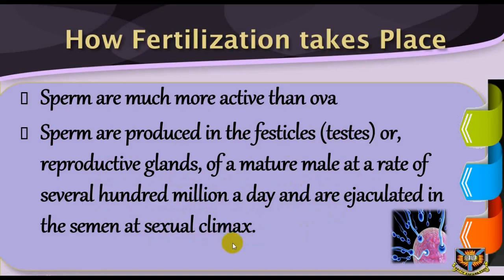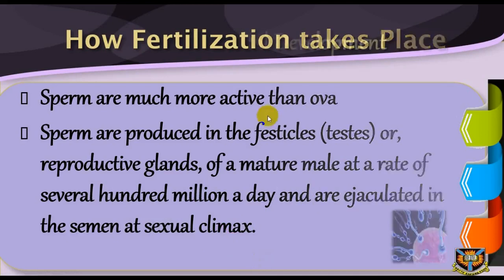They enter the vagina and try to swim through the cervix, that is the opening of the uterus, and into the fallopian tubes, but only a tiny fraction make it that far.